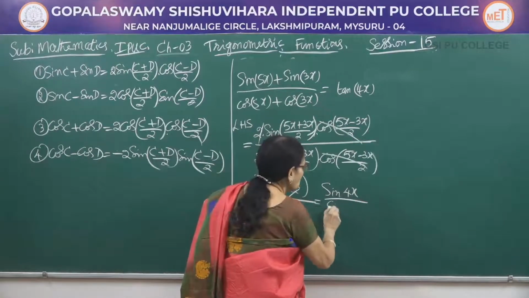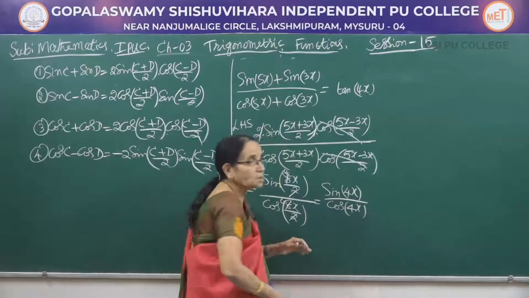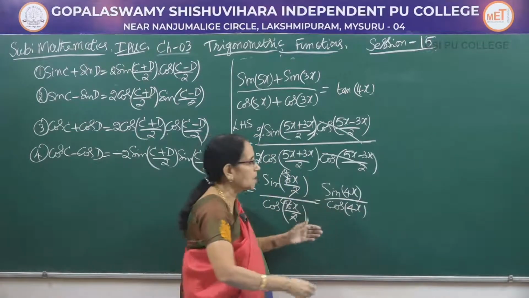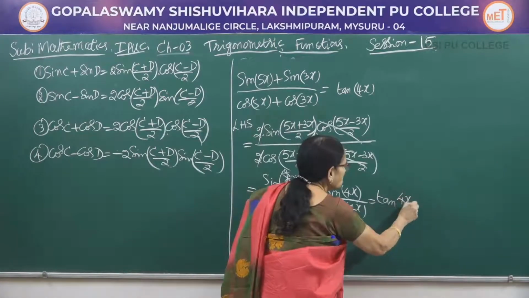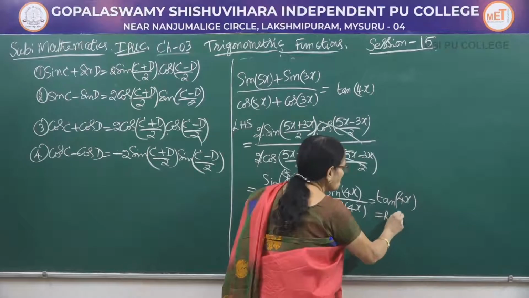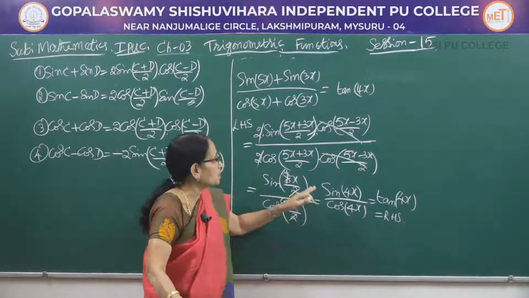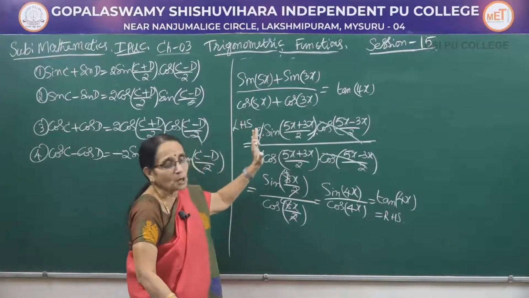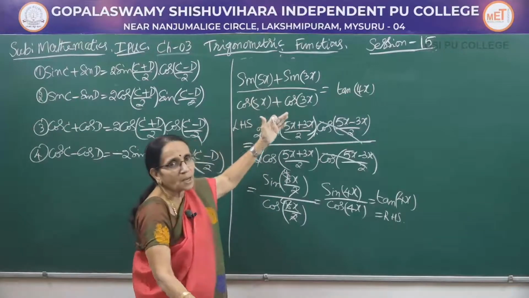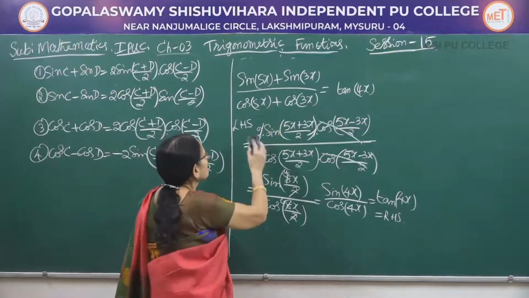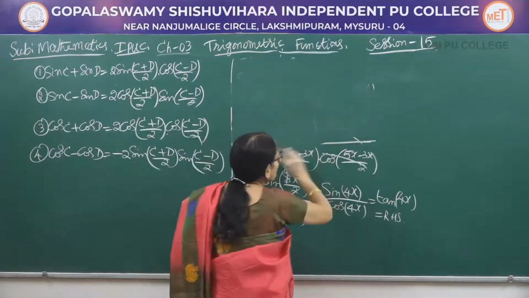So what is remaining? It is sin 4x divided by cos of 4x. You know, by the basic information, sin theta by cos theta is equal to tan theta. In this case it is tan of 4x, that's equal to the right hand side. So this is how we have to solve the problem. If you remember all the formulas, apply the appropriate formula for the numerator as well as the denominator. Now let me move on to the next problem.